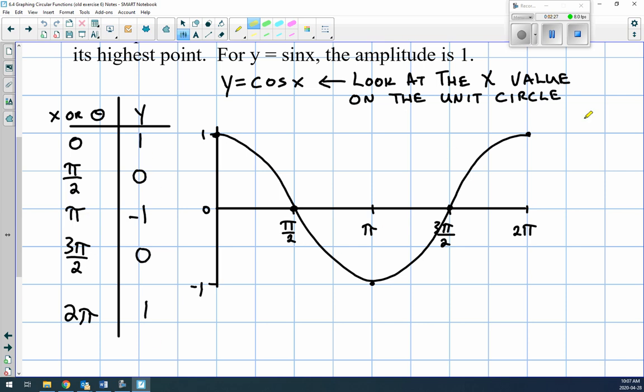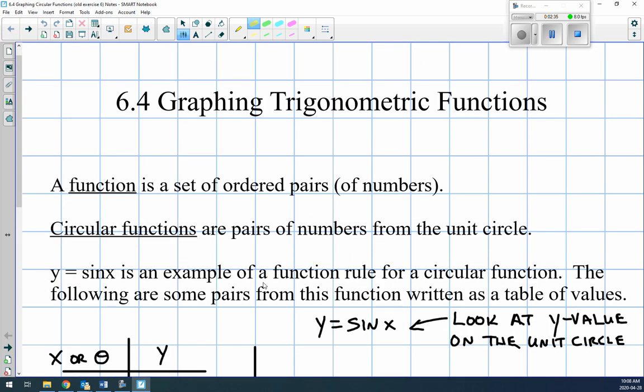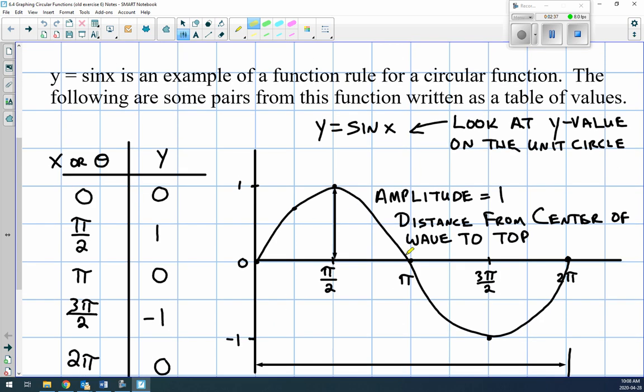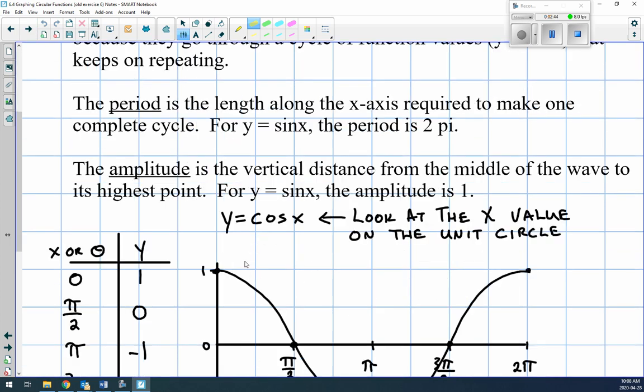Again, you can see there is a full period of 2 pi. The only difference is that it starts at 1, goes all the way down to negative 1, and back up again. If you look at the sine, it's very distinct: it starts at 0, goes to positive 1, 0, negative 1, back to 0 again. Cosine starts at positive 1. And again, we're going to start doing the other stuff too.